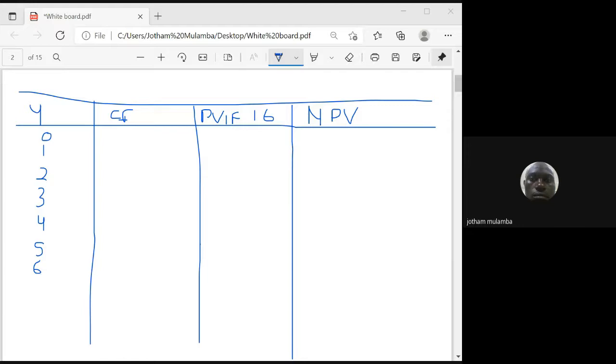Hello, are you done? Yes. What did you get as your NPV? It's 4,143.4. It's not a negative? No, it's not. That means at 16% we are not yet close to zero.